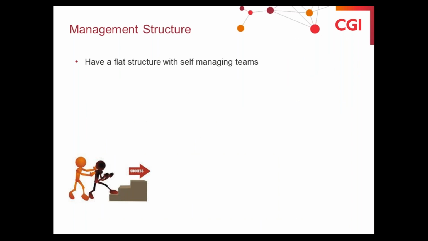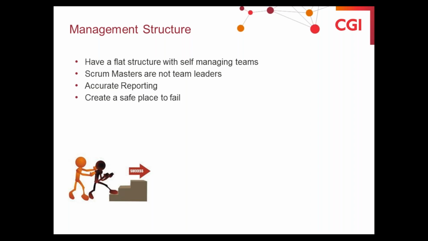Management structure: I'd have a flat management structure with self-managing teams, so push that responsibility down, and also it encourages those really good technical people who've been with the company a long time to say, yes, I can be senior and in a delivery team. Scrum Masters are not team leaders, and they shouldn't be treated as such. They're there to facilitate the team. They're servant leaders, but they're not there to tell the teams what to do. As soon as they start doing that, you lose the benefits of having a self-managing team with that responsibility pushed down. Accurate reporting. Again, people need to understand what's going on.